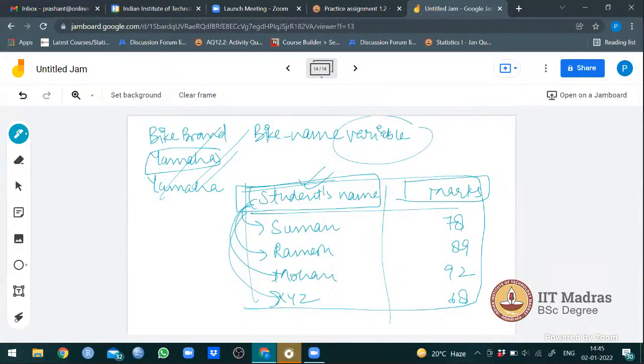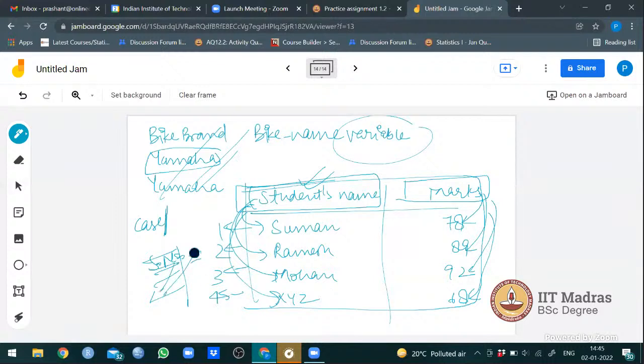So why are serial numbers not considered variables? See, serial number is not a variable. If there were no column of serial numbers, you could also count like this: this is first, this is second, this is third, this is fourth. In general, serial number is not a nominal variable. Serial number is not considered a variable at all.